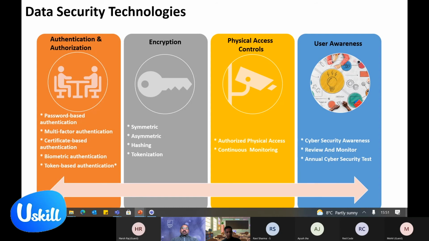Similarly, what kind of encryption are we implementing? Do we really need to encrypt all the data? Usually any data which contains sensitive information, personal information, or user ID and password related information should definitely be encrypted, and end-to-end encryption should be there.